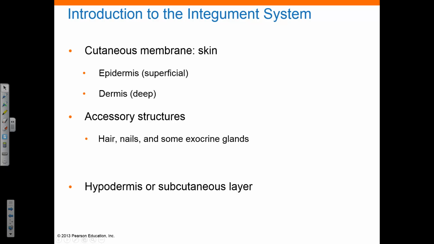The integumentary system is composed of the cutaneous membrane, or skin, as well as the accessory structures. The cutaneous membrane consists of the epidermis, the superficial layer, and the dermis, the deep layer. Accessory structures of the integument include hair, nails, and some exocrine glands.